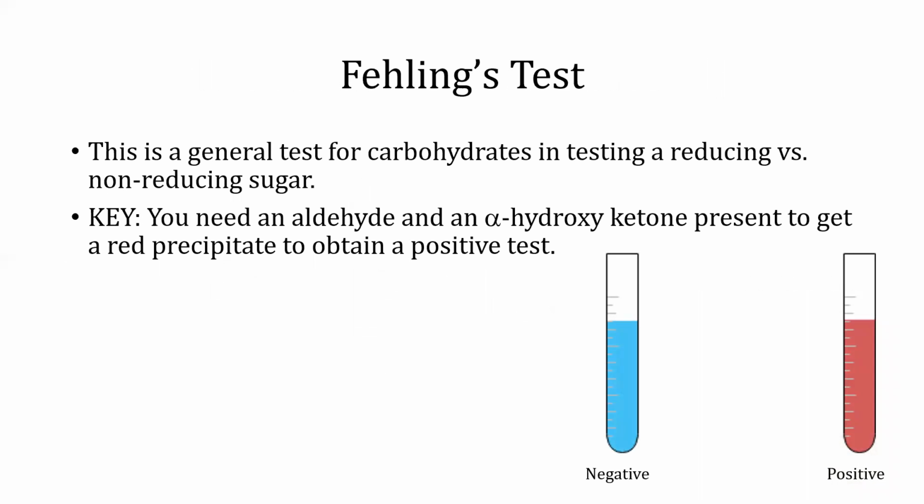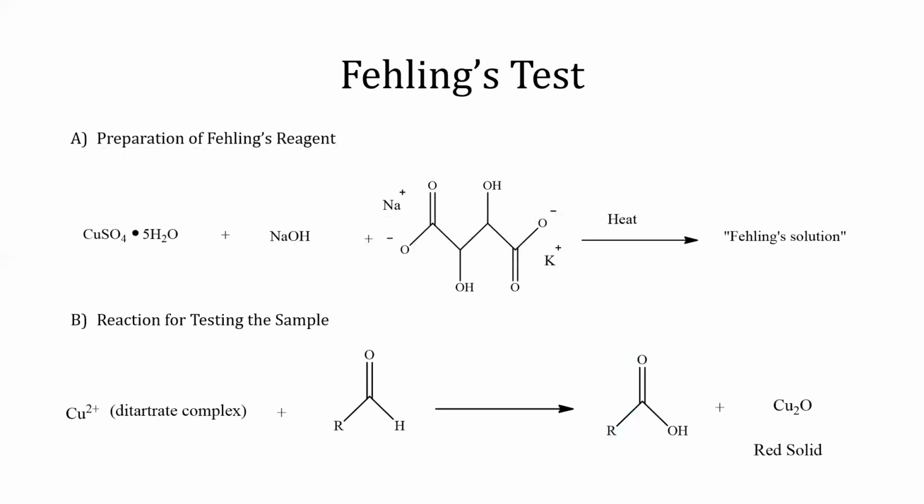Fehling's test is used in testing a reducing versus a non-reducing sugar. You need an aldehyde and an alpha hydroxy ketone present to get a red precipitate to obtain a positive test. Here in this figure, it shows the formation of Fehling's solution and the way the copper 2 ion with an aldehyde formed a carboxylic acid and the brick reddish brown solid.